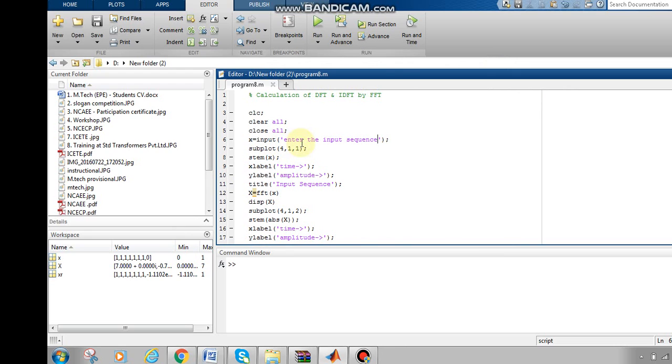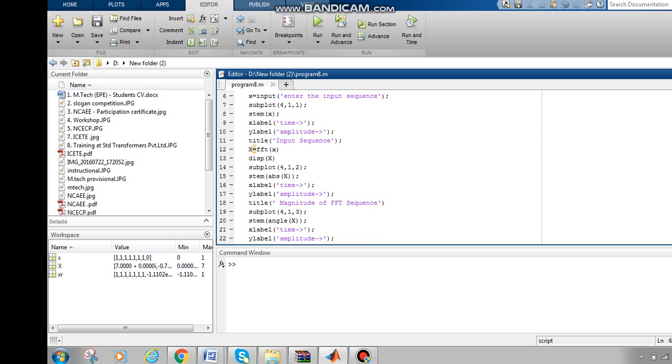Next, I want to display the figure. Since in my program I have four figures, I have given it as subplot(4,1,1). That is, 4 rows will be there, and when we see the figure you will understand clearly. Next, there is only 1 column, and this last one indicates the first figure. So the first figure indicates the input sequence. Since it is a discrete plot, I will use stem. Then I have xlabel as time, ylabel as amplitude, and the title of that figure is input sequence.